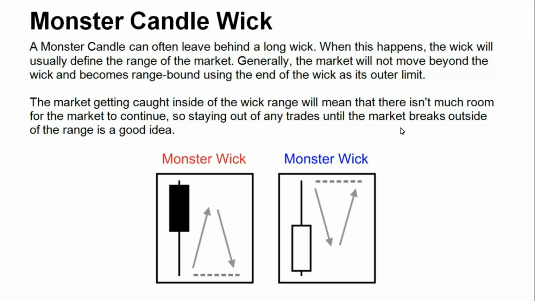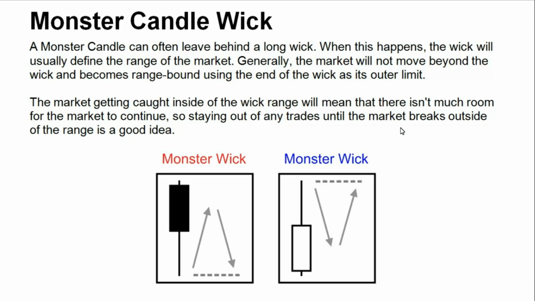It usually becomes a border, appearing on the support area or resistance area, so the market tends to range between those areas. The market will not move beyond the wick, and it becomes what we call range bound, using the end of the wick as its outer limits. So we have a support area and a resistance area. The market will hardly push over these long monster wicks. We'll call that a breakout, either on the support area or on the resistance area.